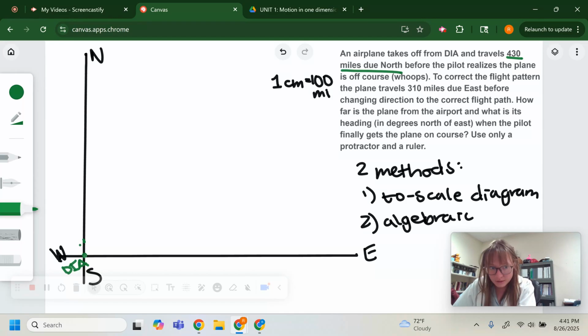At this point, you've already drawn your picture, and it's beautiful and perfect. Okay, let's see. Am I on here? Okay. And then I'm going to go up 4.3 centimeters right there. And that's where I'm going to stop.